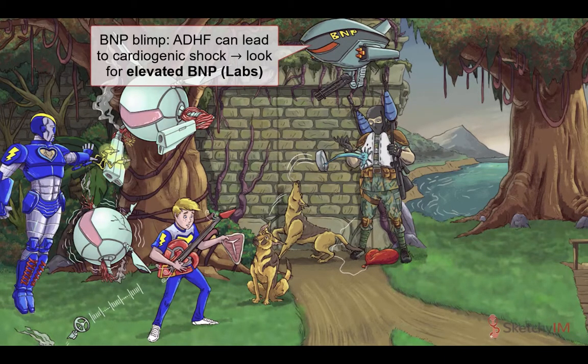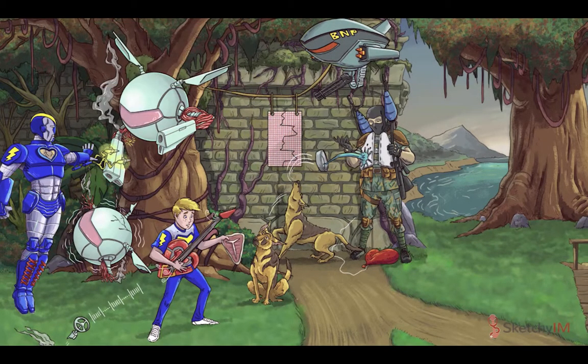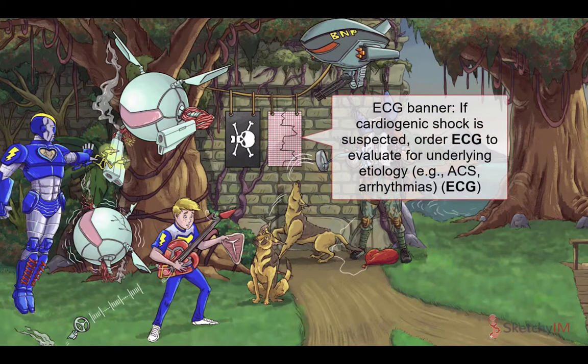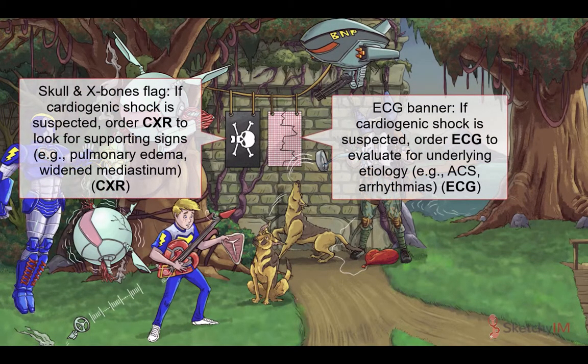I don't think a T-bone steak will subdue that thing. See those banners marking Hypoxos's territory? There are recurring sketchy reminders to order an ECG and chest x-ray if you suspect cardiogenic shock.